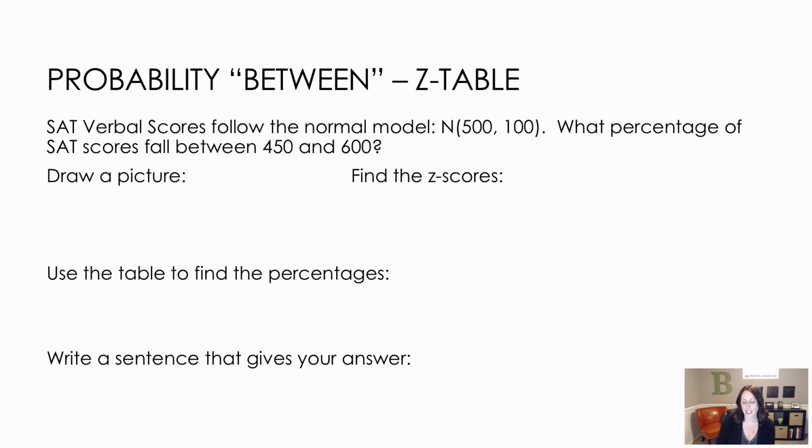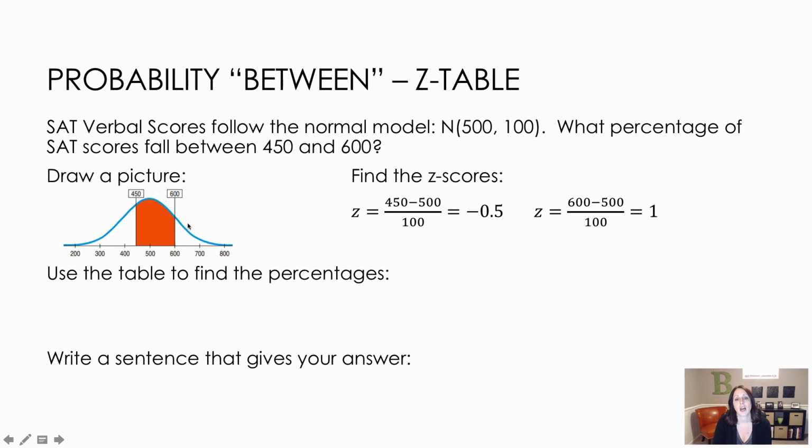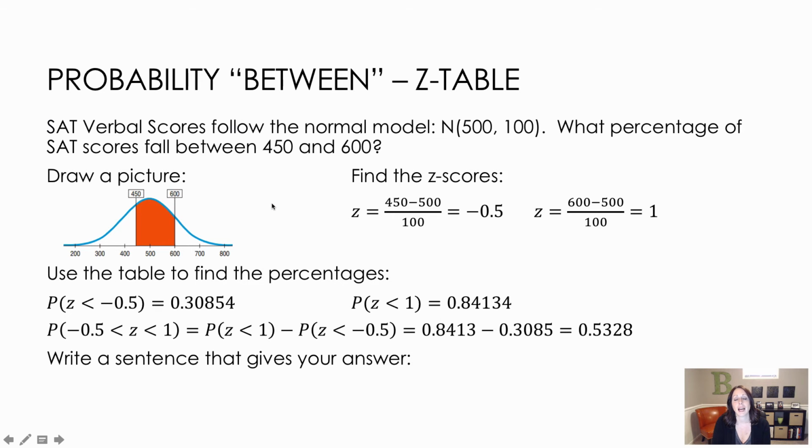So again, the first thing I'm going to do is draw a picture. I'm trying to find SAT scores that fall between 450 and 600. So that's the shaded region. I can't use the empirical rule because this value is not exactly 1 standard deviation, etc. I can find my z-scores, negative 0.5 and 1, so I found a z-score for each of those values. And then I've used my z-table, which I didn't copy over for you, but I found the percentages based on the z-table. Now, here's the part that I want to stress to you.